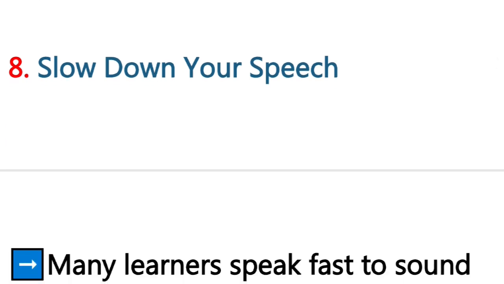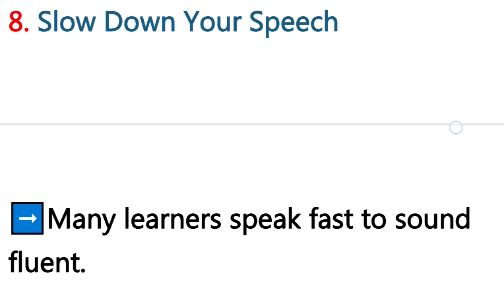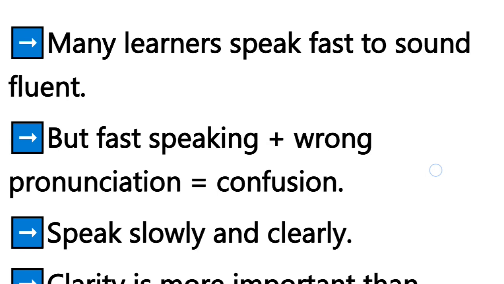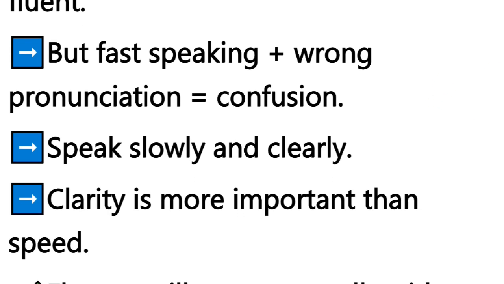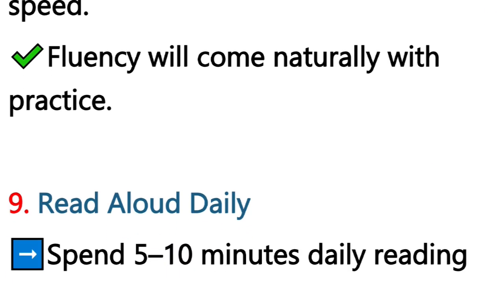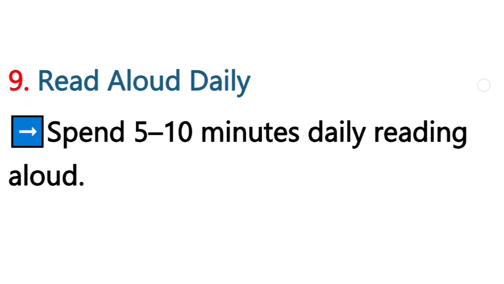Slow down your speech. Now, many learners speak fast to sound fluent, but fast speaking with wrong pronunciation creates a lot of confusion. So you don't have to speak fast when you're speaking wrongly. Speak clearly and slowly. That's all important. Clarity is more important than speed, so you have to focus on clarity. Fluency will naturally come with practice, with time.